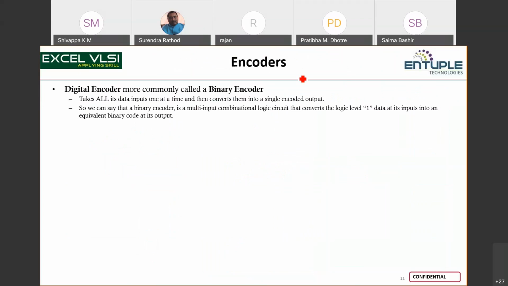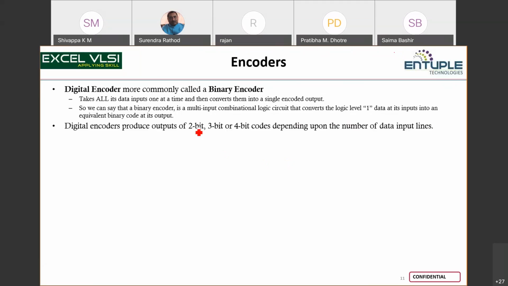Now we go to the others, which are encoders. An encoder converts the inputs to a single encoded output. We have 2-bit, 3-bit, 4-bit, depending on the application, you can choose the number you want. Basically, an n-bit encoder has 2 to the power of n input lines.